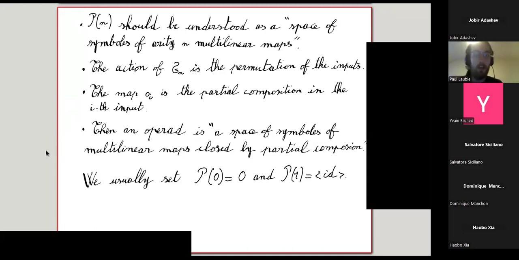Usually, we ask the operad to have no symbol of arity 0, so we don't want constants. And we also ask for the arity 1 to be reduced to the identity. So is there some question about operads?